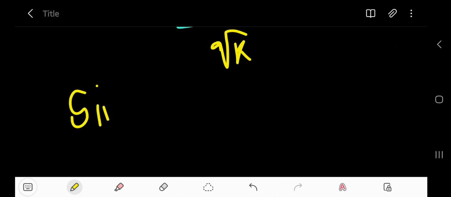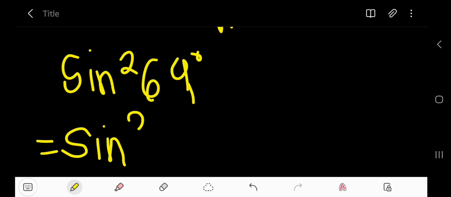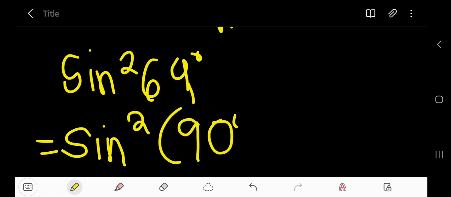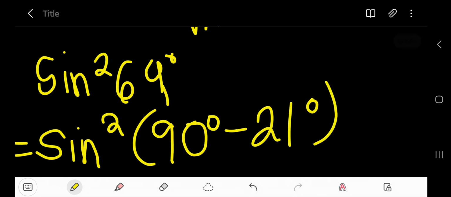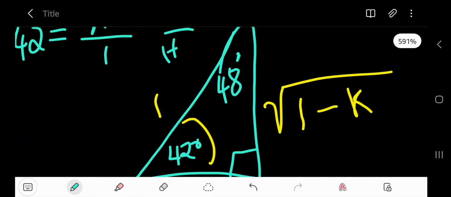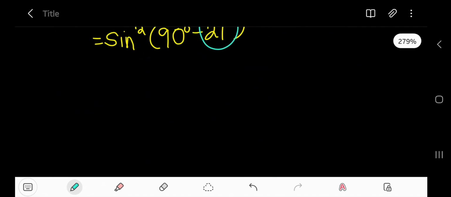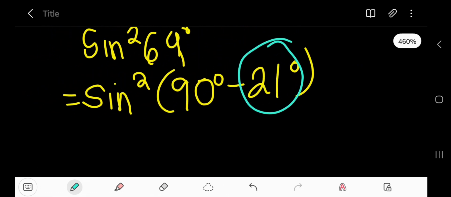So now we have sine squared 69. Wait a second. This is the exact same thing as sine squared of 90 degrees minus 21 degrees. And the reason I think of 21 is because 21 is half of 42. So we can do something with a double angle somewhere. We're getting closer to our answer. Now that we've written it in that form, remember co-ratios. Whenever we see a 90, we think of the co-ratios.